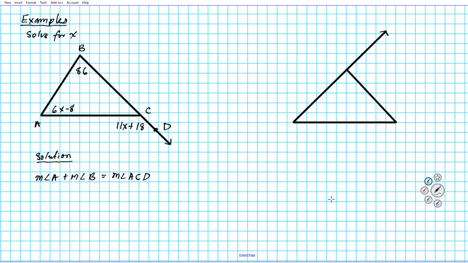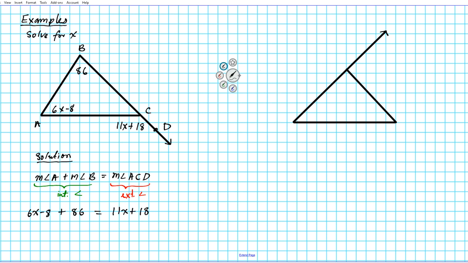Okay, so let's go ahead and specify it again one more time to refresh your memory. So these are the interior opposite angles. And this guy right here, when you extend the side, that angle that's created is known as your exterior angle. All right, so interior angle, exterior angle. Now, let's go ahead and substitute the values of the known and unknowns. So measure of angle A is the expression 6x minus 8. Measure of angle B is 86. And the measure of angle ACD is 11x plus 18.